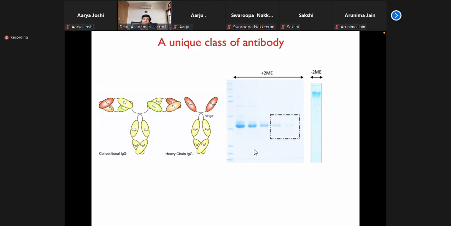Just to tell you that these unique kinds of antibodies also exist naturally, and they have revolutionized the whole field of antibody engineering. And why it was important to introduce these antibodies is because if you read any immunology book, which are recent versions, you will find the mention of these antibodies, which are naturally occurring heavy chain only antibodies.